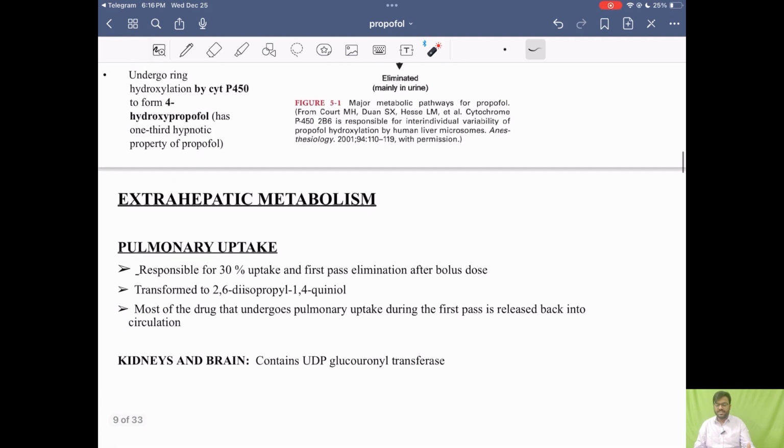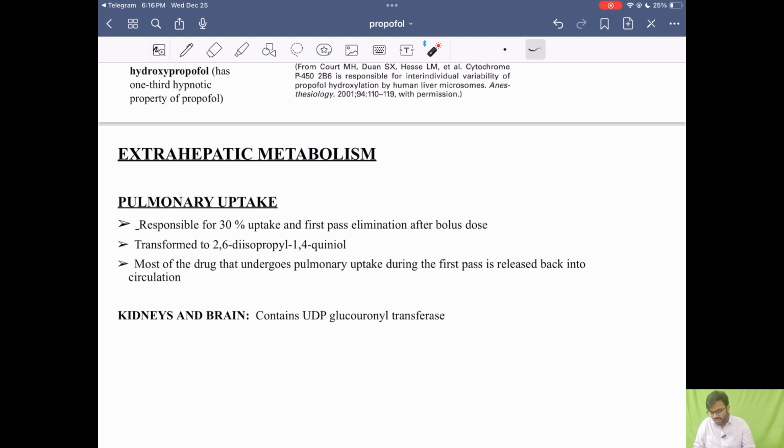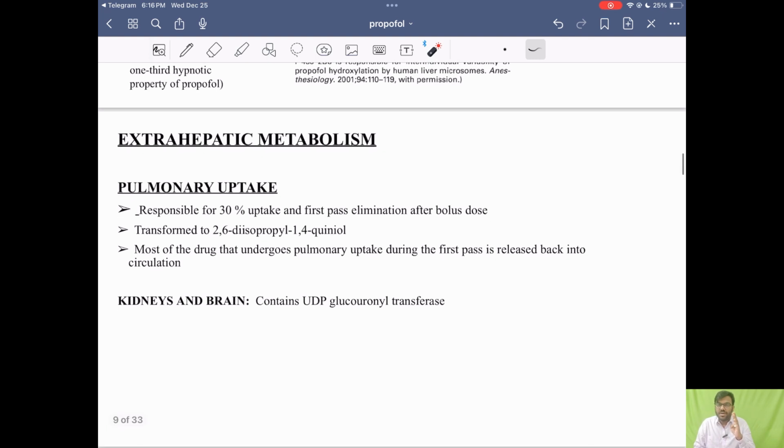Now we will talk about the extrahepatic metabolism. The extrahepatic metabolism is in two parts. One, we will talk about the pulmonary uptake, and second, how the kidneys and brain help in metabolism. The pulmonary system is responsible for approximately 30% of uptake and first pass elimination after the bolus dose. You give a bolus dose, and 30% of the drug will be eliminated by first pass metabolism through pulmonary uptake.